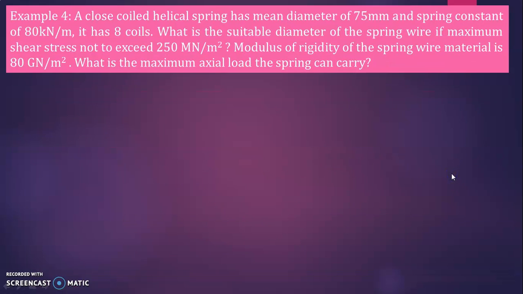A closed coiled helical spring has mean diameter of 75 mm and spring constant of 80 kN per meter. It has 8 coils. What is the suitable diameter of the spring wire if maximum shear stress not to exceed 250 MN per meter square? Modulus of rigidity of the spring wire material is 80 GN per meter square. What is the maximum axial load the spring can carry?